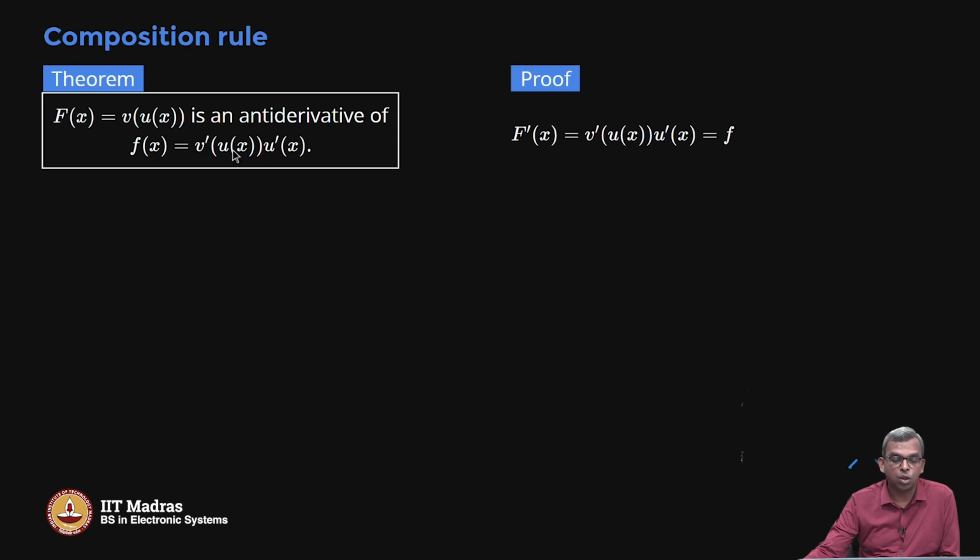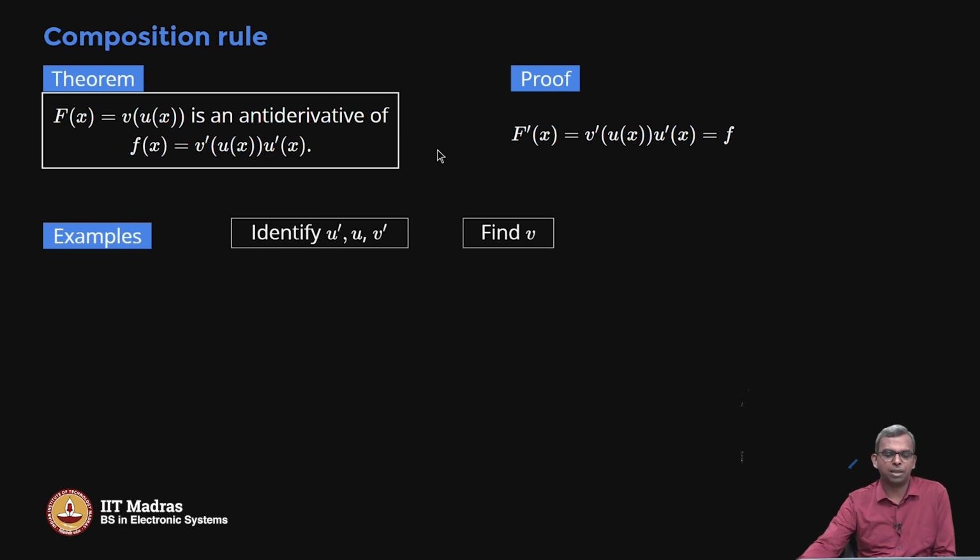For a product of two functions, I have found an antiderivative using the composition rule. But this is not a general product of any two functions. It is a product of this form. It needs to be v prime of u of x times u prime of x. Okay, so we will see a slightly different way of writing it in the next slide, but this one is an important thing to do.